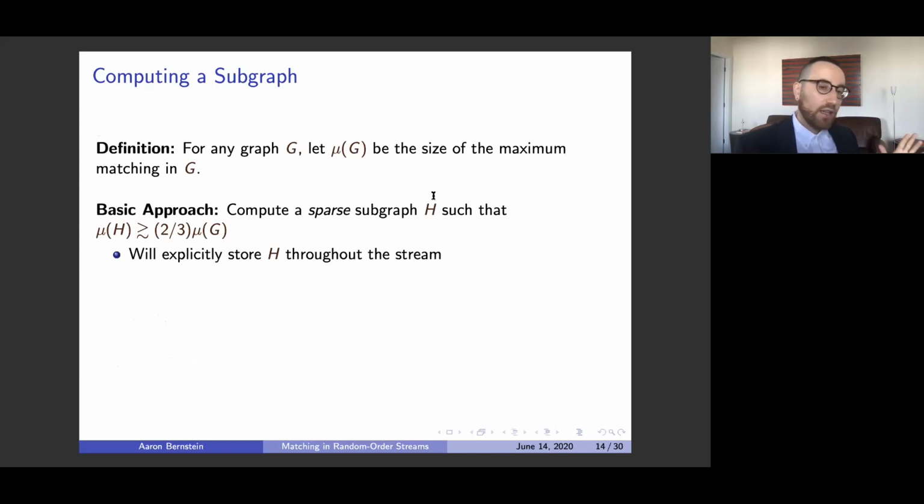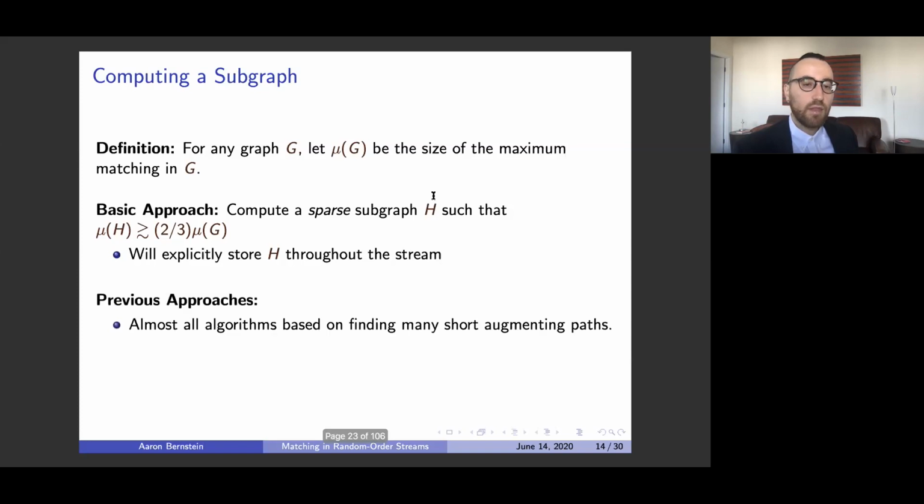So what's the very high level approach? Well, as we go through the stream, instead of trying to just directly compute a matching, what we're going to do is compute a subgraph H, which is slightly larger than a matching, but has the property that this subgraph contains a large matching. And we're just going to explicitly store the whole subgraph. Then when we get to the end of the stream, we'll just compute a maximum matching in the subgraph.